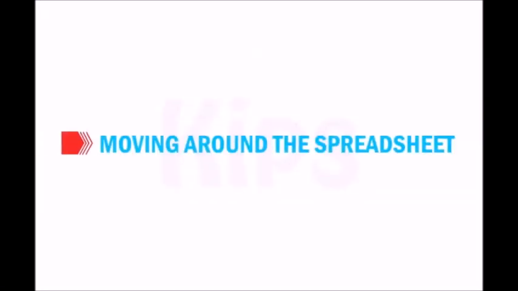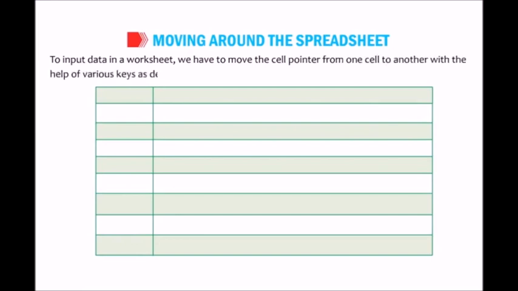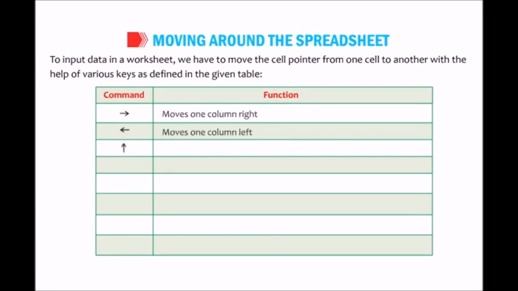Now let's move toward the next topic, which is moving around the spreadsheet. To input data in a worksheet, we have to move cell pointer from one point to another with the help of various keys as defined in the given table. Right arrow key moves one column right. Left arrow key moves one column left. Up arrow key moves one row up. Down arrow key moves one row down.